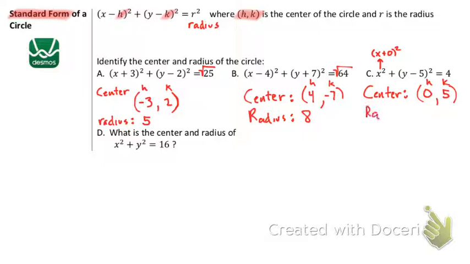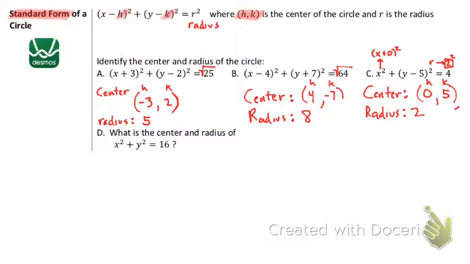And then our radius is basically what number did I square to get 4? So if you think about it, the number that I squared to get 4 was 2. So 2 is my radius. Okay.